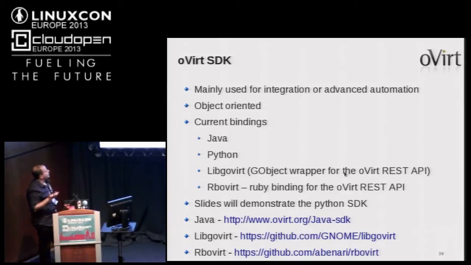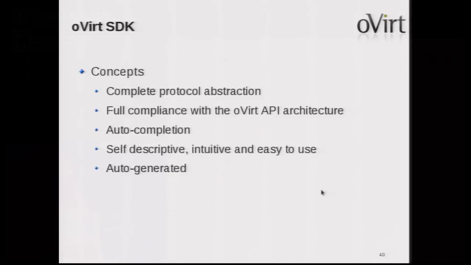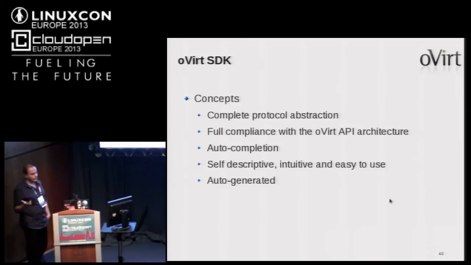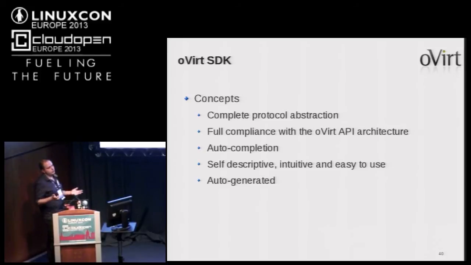The examples I'll show here are for the Python SDK. The Java SDK is pretty similar, just in Java. There are some examples also on our website. So again, the concepts are to have a complete protocol abstraction, just like the CLI, just like the API, full compliance with the oVirt API. Auto-completion is more a feature of your development environment, but you can use that. It's very intuitive to use.